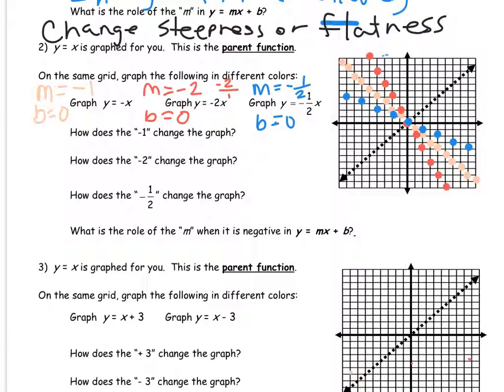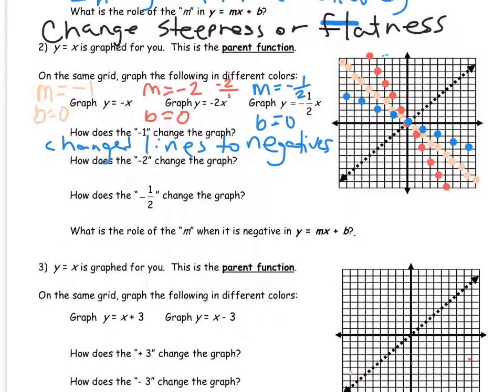So now let's answer the questions. What happened when we went from a positive slope number to a negative slope number? Well, it changed our lines to negatives. Okay, so then let's look at how the -2 impacted this graph.